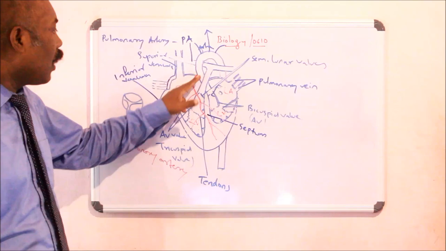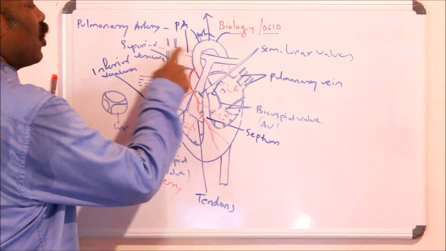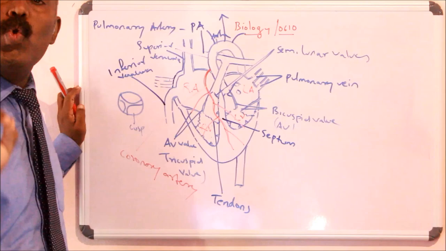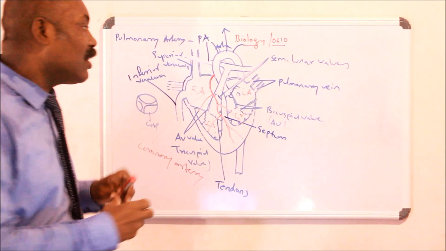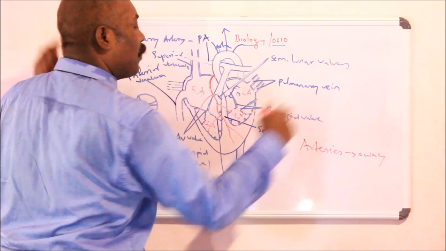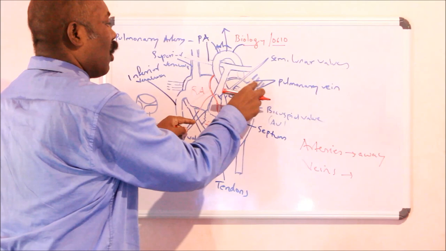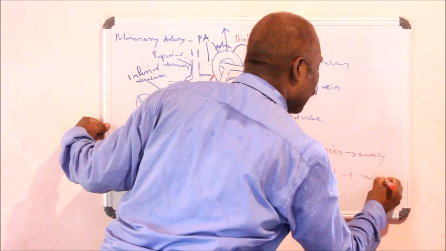One more thing I want to add about arteries. Pulmonary artery, and the aorta is also an artery. Remember that arteries always carry blood away from the heart. Very easy to remember. Arteries away from the heart. The pulmonary artery is carrying blood away from the heart. Veins carry blood towards the heart. The pulmonary veins carry blood from the lungs towards the heart. That is another thing to keep in mind.